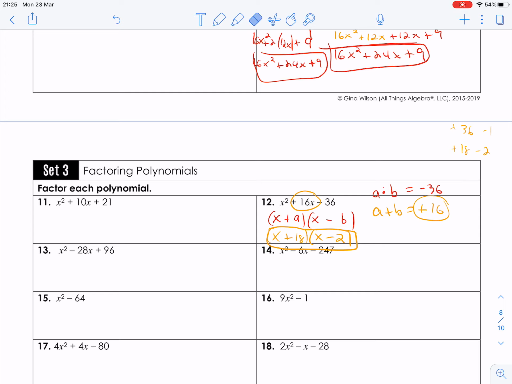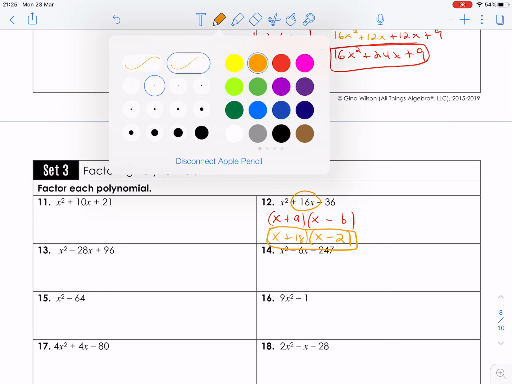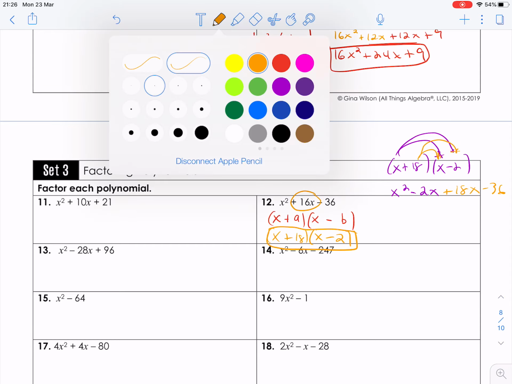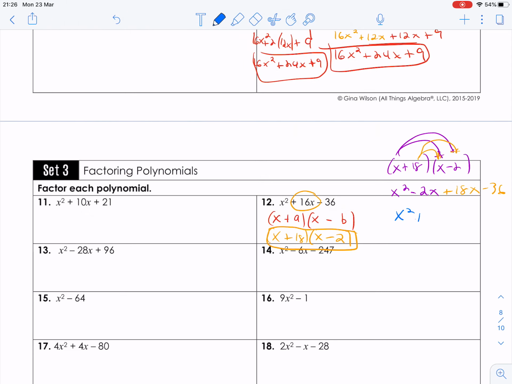And we can always check. First one I'm going to show you by checking. So we multiply. So we get x plus 18 times x minus 2. Remember how we do this? X squared minus 2x. And then we do this guy plus 18x minus 36. So we get x squared plus 16x minus 36. We did it! Woo! All right, so that is nice.